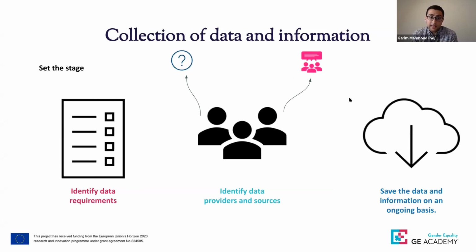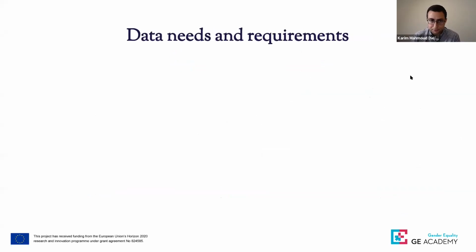And the third step is saving that data and information on an ongoing basis so that you can track that change. And so for most people, that's maybe a monthly data input that they get from a particular department, or perhaps quarterly, or maybe you're just doing an annual census. And we're going to look at that in more detail.